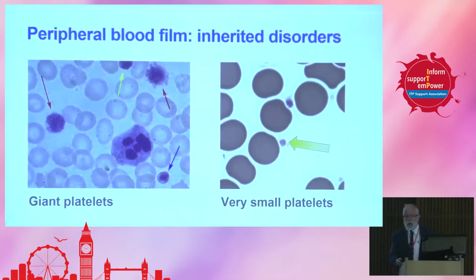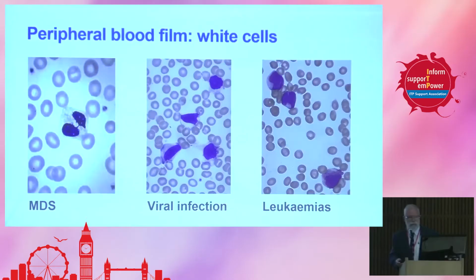We always look for things that might run in the family, a familial or inherited platelet disorder. We look for giant platelets the size of red cells. That is definitely a red flag. This is not ITP. Or very tiny platelets, again, give us a clue this might be something inherited and not immune thrombocytopenia.